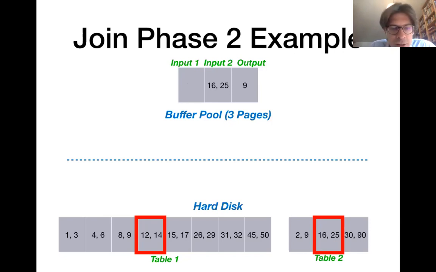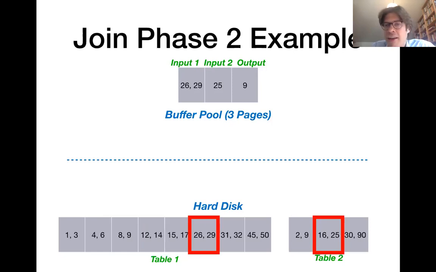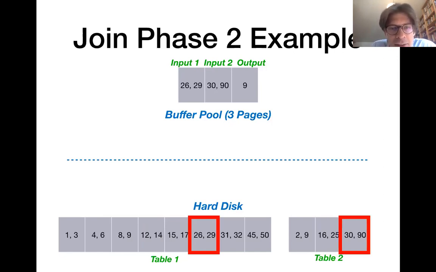14, no matches. Should load the next page from the first table. 15, no matches. 16, no matches. 17, no matches. I should load the next page. And here 25, no matches. I should load the next page. 26, no matches again. 29, nothing, and so on. So this is the principle of how I merge together two sorted tables using their value in the join column in order to produce the join result.